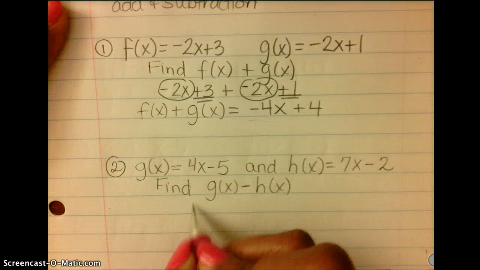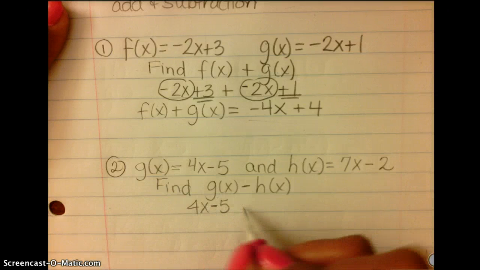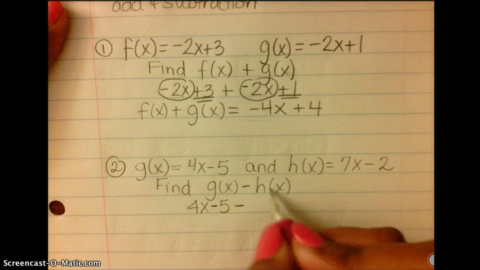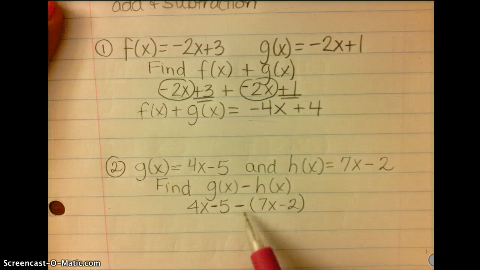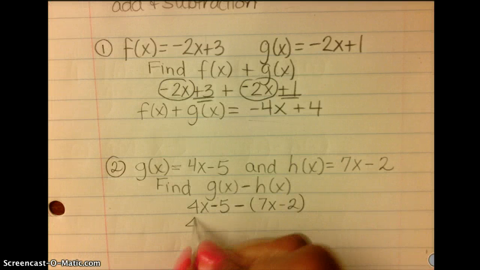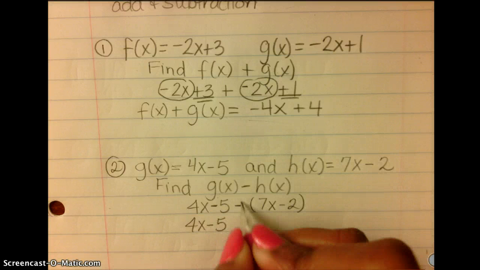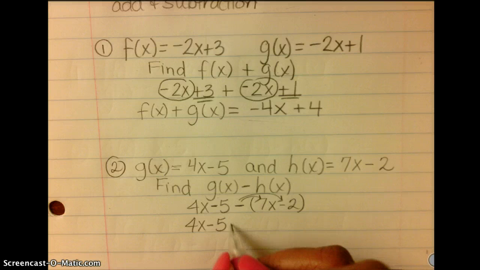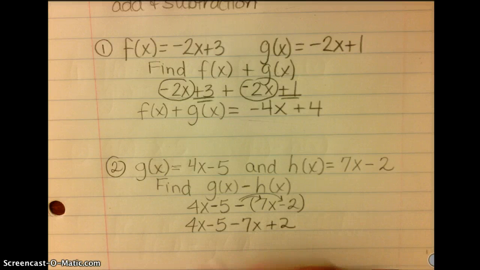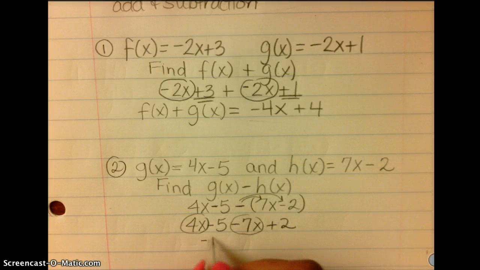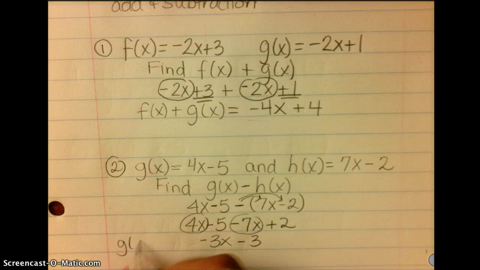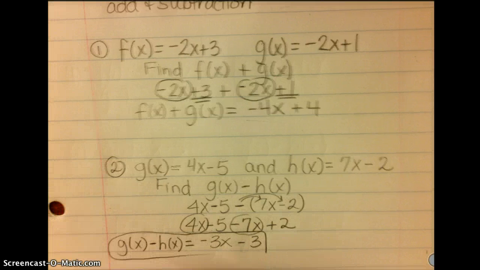So we're going to replace g of x with 4x minus 5. Subtract. I'm going to put the h of x in parentheses. Anytime you're dealing with parentheses, you have to put the expression that comes behind the subtraction sign in parentheses. So now in middle school, we learned that if there's a minus sign in front of the parentheses, we're going to distribute it and it changes the signs. So negative 7x plus 2. Combine your like terms. 4x minus 7x is negative 3x. Negative 5 plus 2 is negative 3. So g of x minus h of x equals negative 3x minus 3.